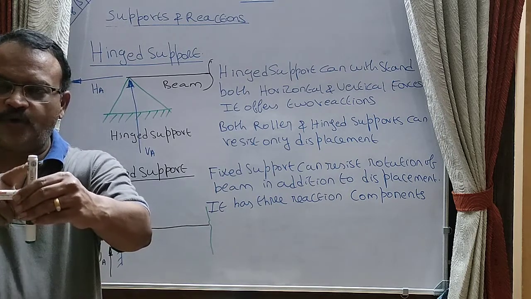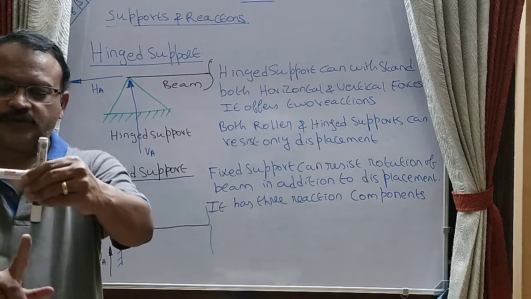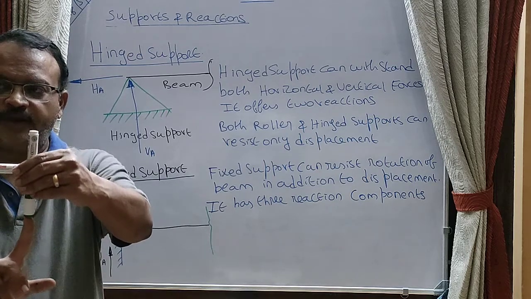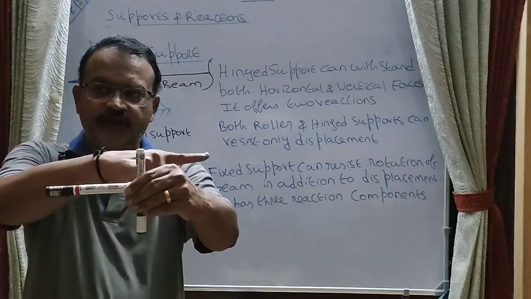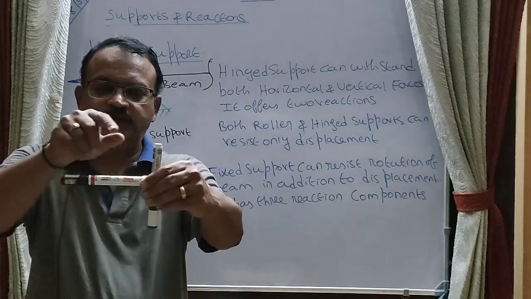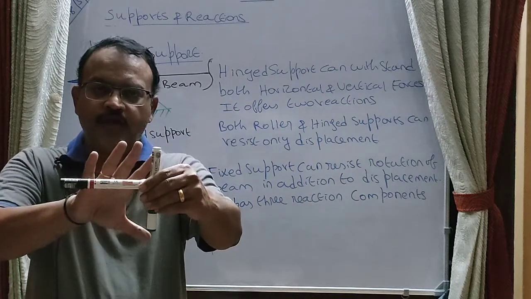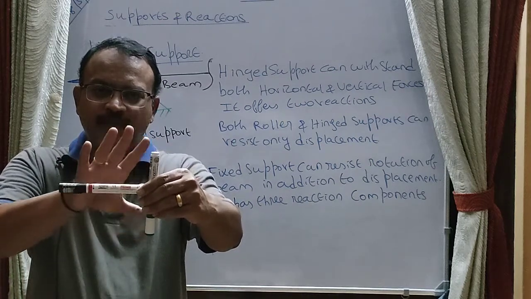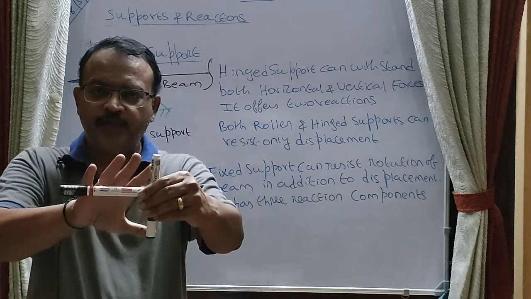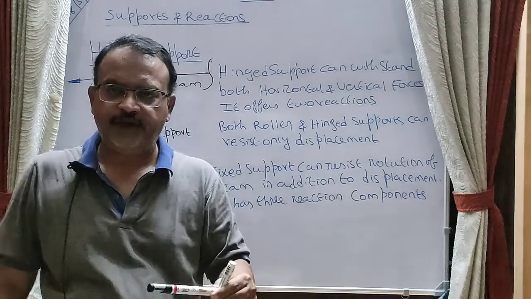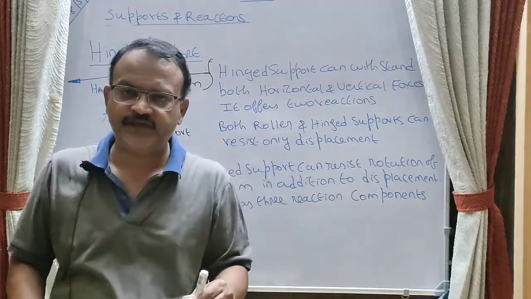So a fixed support offers three reaction components. One is a vertical reaction component, another one is a horizontal reaction component, and the third one is the rotational reaction component. All these three components make the beam a fixed one, and the beam cannot move or rotate. That is the condition of a fixed support.